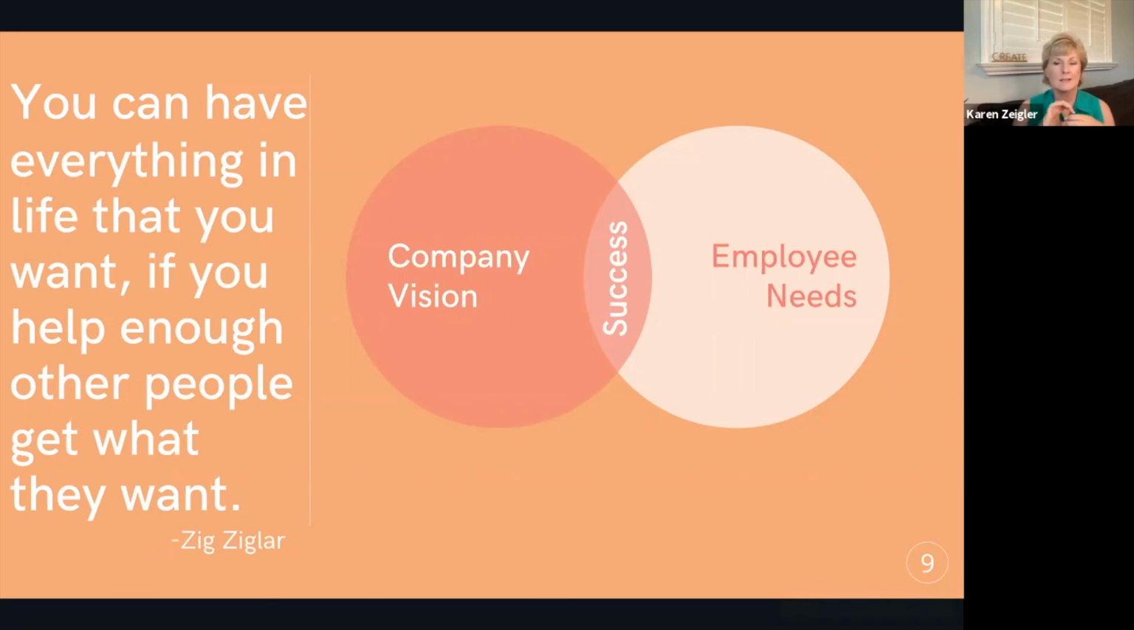I think nothing summarizes it better than Zig Ziglar's quote: you can have everything in life that you want if you help enough other people get what they want. So you want this vision for your company, for your team, whatever that vision is. Your employees have problems that are distracting them from that vision. When you begin to work together to eliminate those, then the success begins to happen easier and easier and easier. And that's the power of design thinking.